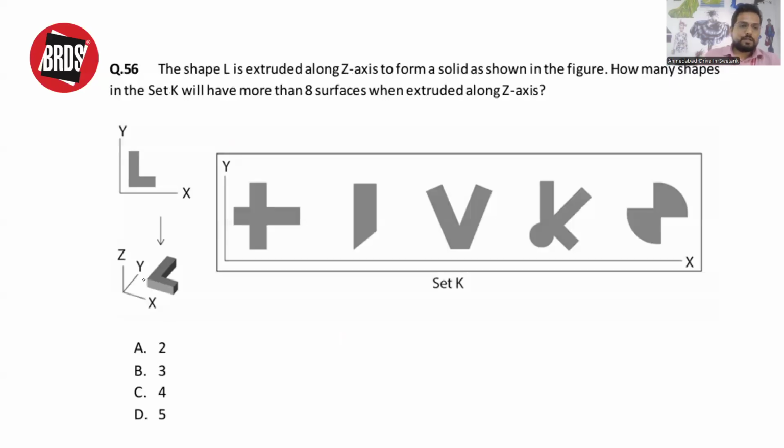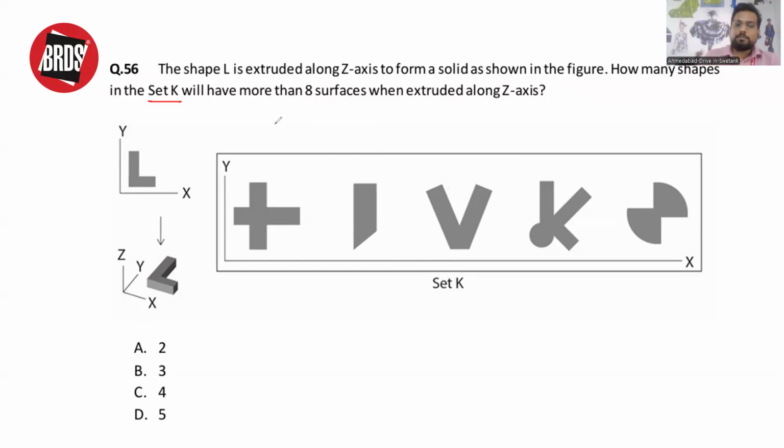Question number 56. In this question they have said the shape L is extruded along the z-axis to form a solid as shown in the figure. How many shapes in the set K will have more than 8 surfaces when extruded along the z-axis? So remember this thing: they all are flat surfaces, and there is no extrusion onto any particular surface.